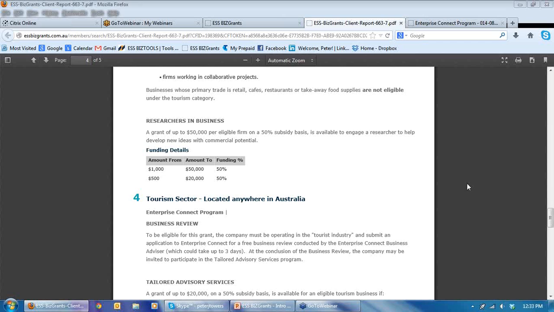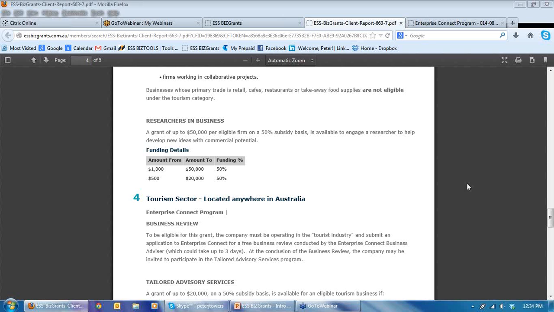We are releasing version 2 of ESS BIZGrants hopefully towards the end of June, and it will have an added feature that if any new grants have been added to ESS BIZGrants since you last visited ESS BIZGrants for that client, if those new grants look like they might be suitable for that client, then they will be included in the pending report and appropriately identified that they're new grants that that client might be interested in looking at.